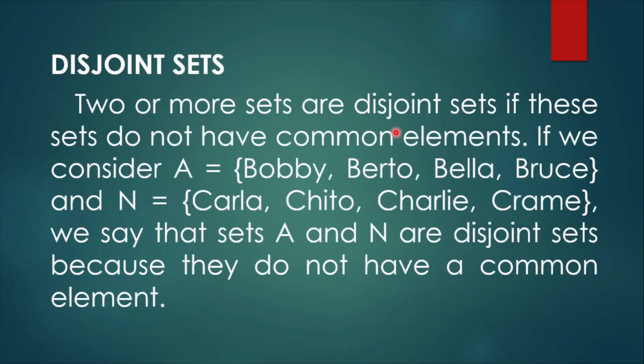Disjoint sets. Two or more sets are disjoint sets if these sets do not have common elements. If we consider set A: Bobby, Berto, Bella, Bruce, and set N: Carla, Chito, Charlie, Crane, we say that sets A and N are disjoint sets because they have no common elements. There are no common elements in the two sets, so we call these two sets disjoint sets.